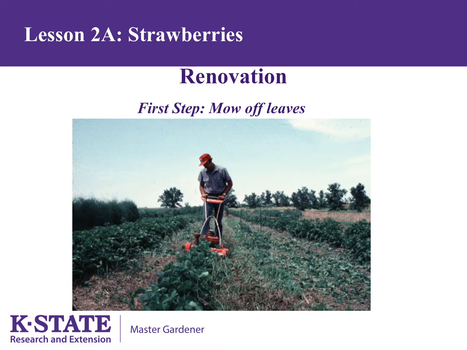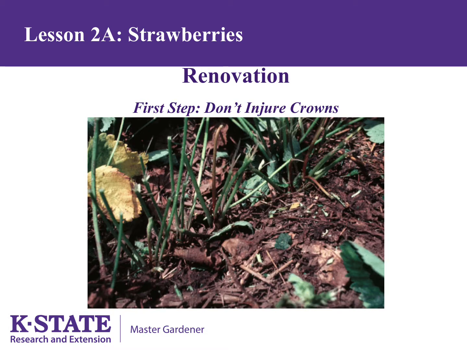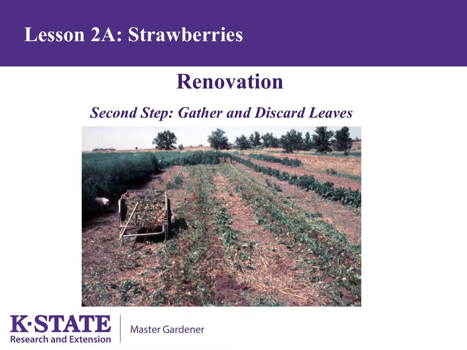The first step in renovation is to cut off the leaves if they are diseased, as evidenced by spots or blotches on the leaves. If the leaves are healthy, you can skip this step. You can use a mower to remove the leaves. If you use a mower, be sure to set it as high as possible so that the crown is not injured and any new runners are not cut off. Be sure to get rid of the leaves.